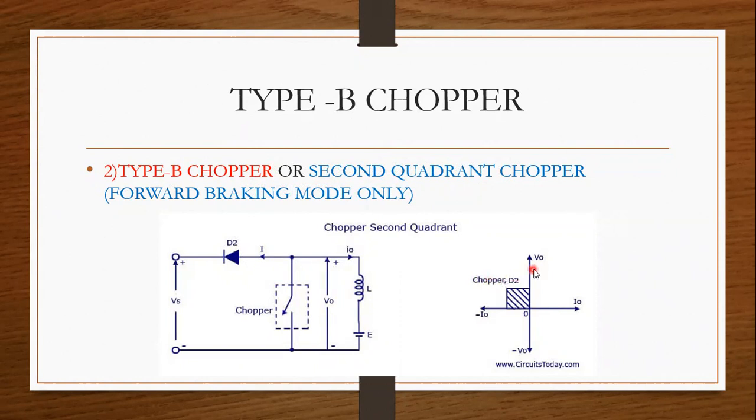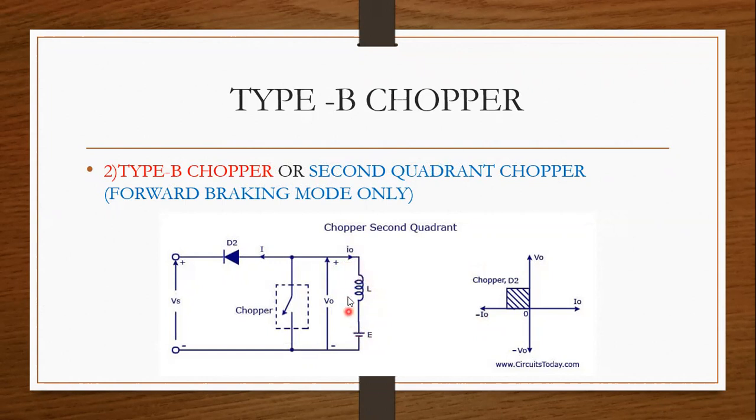So in this forward braking mode, voltage is proportional to speed, and torque is proportional to the armature current. Here, in the type B chopper, the current reverses, but the speed is the same.